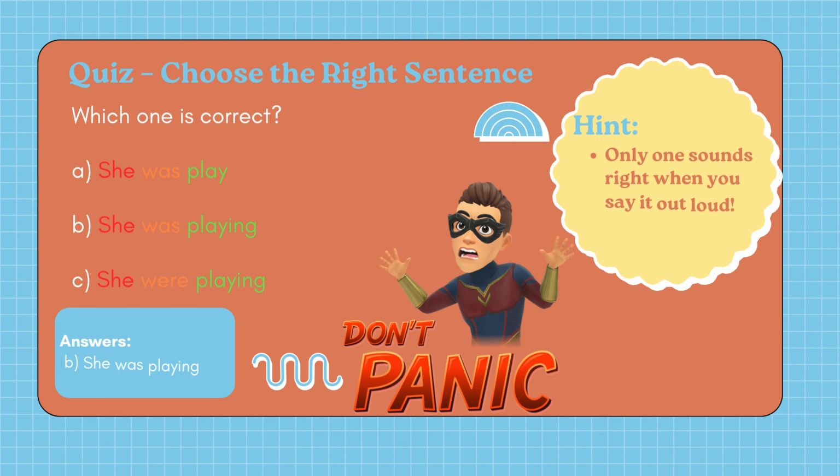Let's dive into this quiz on choosing the right sentence. The key is understanding the correct verb form in the past continuous tense. Take a look at the options. Option A, she was play, and option C, she were playing, don't quite fit, do they? Option B, she was playing is the only one that flows naturally and sounds right. Remember this hint. Listen for what sounds correct. Your ears can often guide you to the right choice when you're unsure. Let's keep practicing, and soon this will feel like second nature.